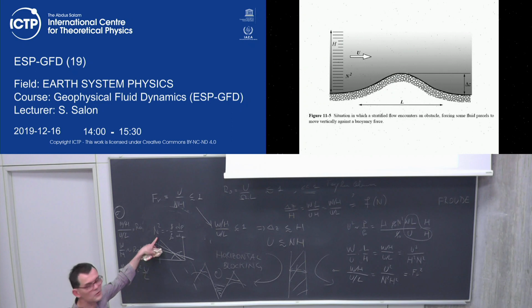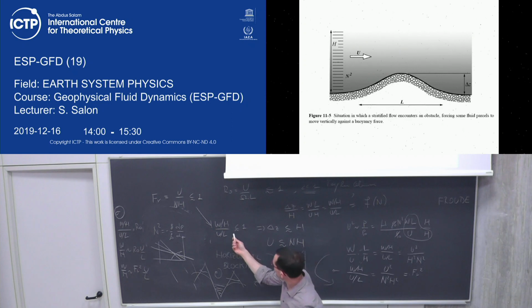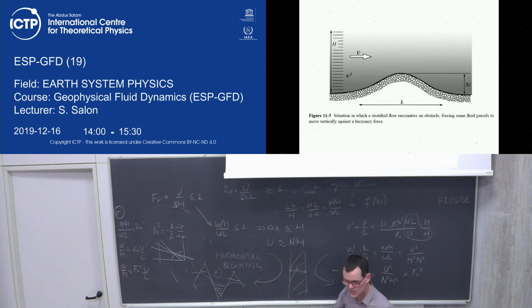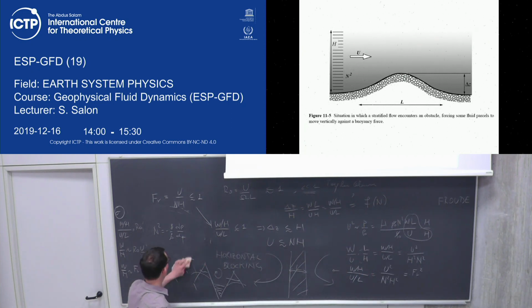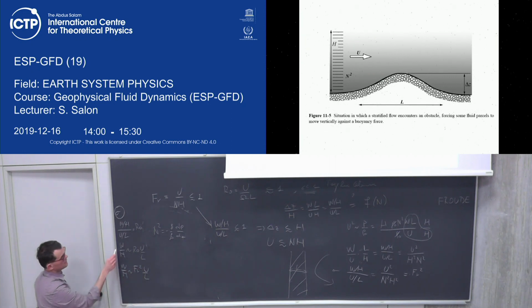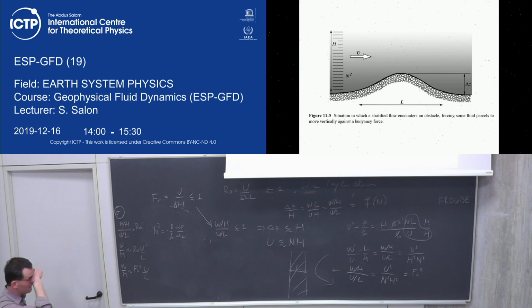The Froude number. When the Froude number is much smaller than 1, the stronger is the stratification. Like for the Rossby number, if the Rossby number is much smaller than 1, you have a stronger effect of the rotation. So in both cases, rotation and stratification, you have this very nice scaling of the vertical divergence or convergence with respect to the horizontal one.